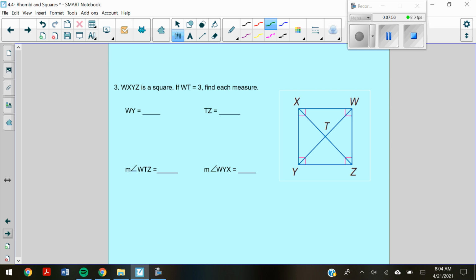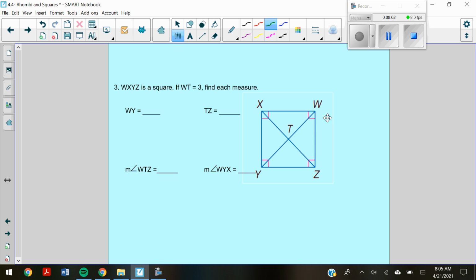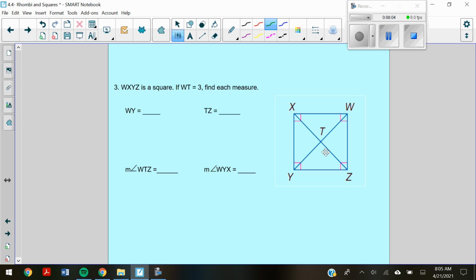All right, let's look at this square one. This is a square, and WT is 3, they tell us. Ooh, got excited there, moved around. There we go. WT is 3. So we have to find all these other things here.